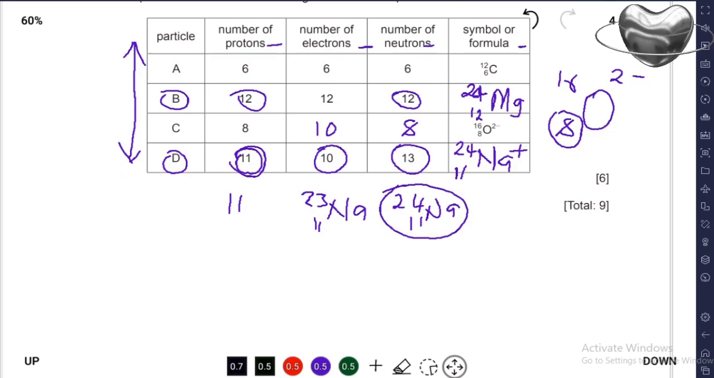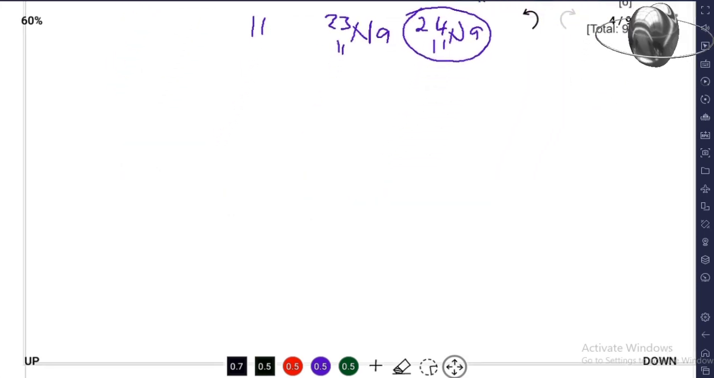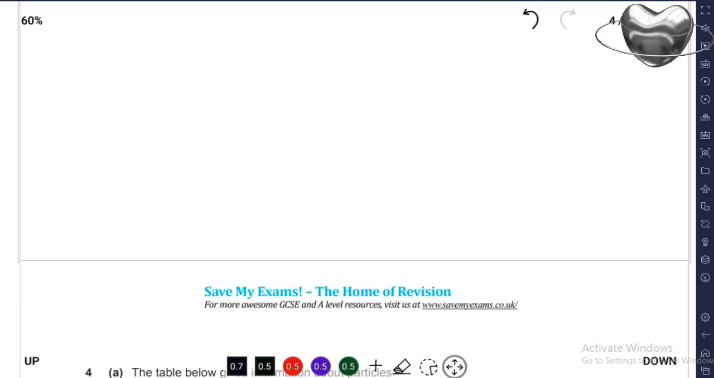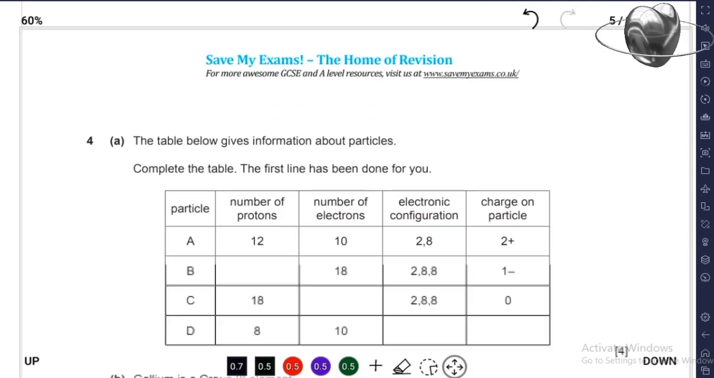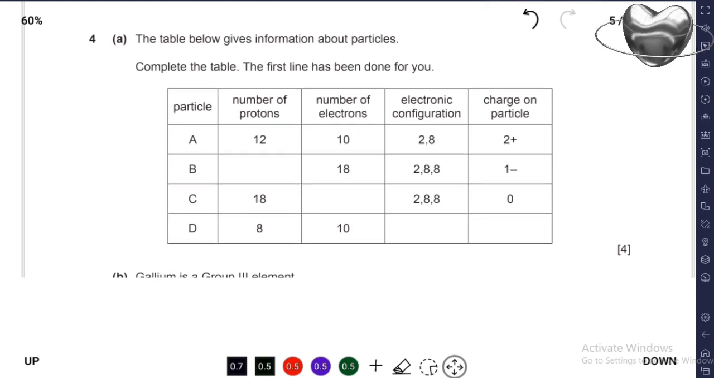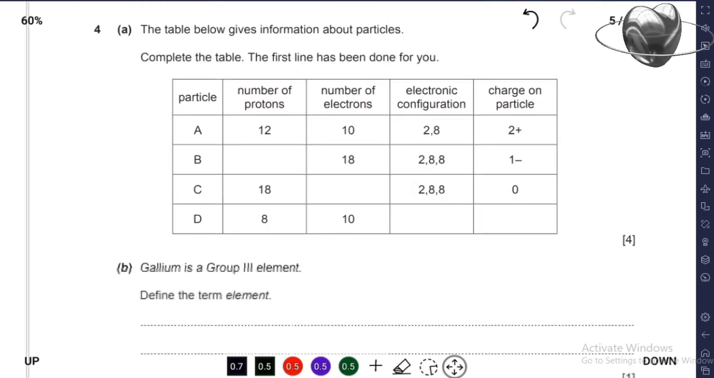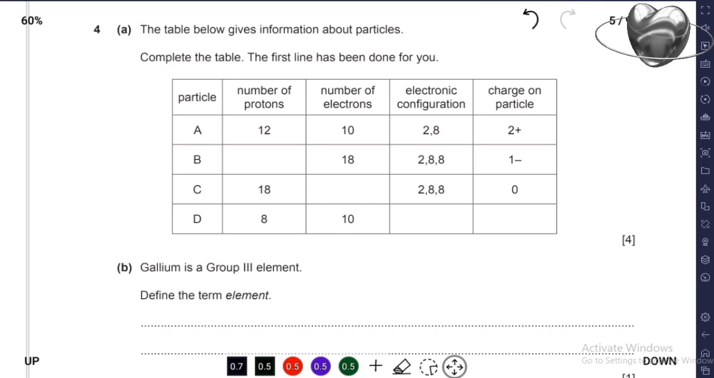Let's see if we can answer one more question. Let us answer this question. The table below gives information about particles. Complete the table. The first line has been done for you. So this has been done for us. Now we'll go direct to what we have not been given. This must be very simple, my dear learners. What is important is just for you to have a very good concept.